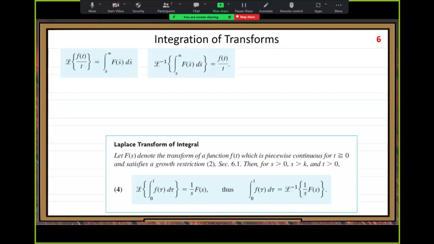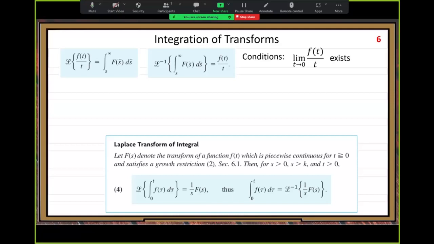But in order to apply these formulas, you need to make sure certain conditions are satisfied. In other words, the functions should be good enough. Let me go through all those conditions. The first condition: f of t over t, as t goes to 0, this limit must exist. Otherwise, you have trouble here.